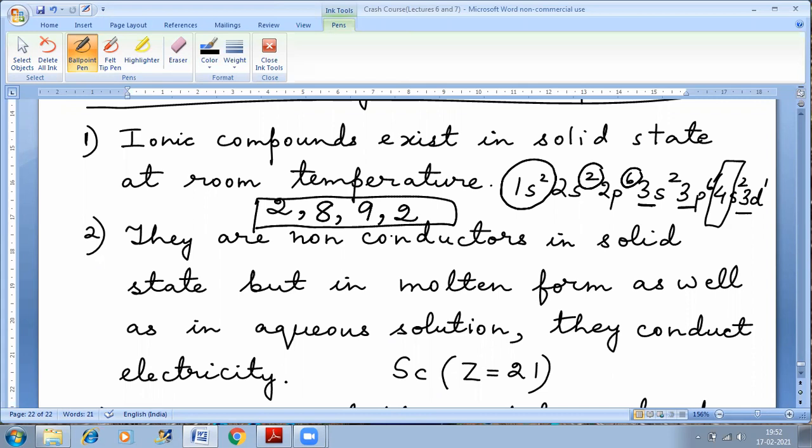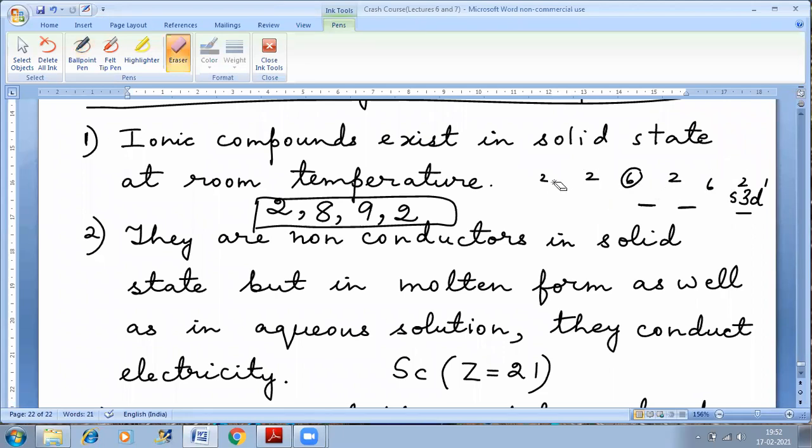Is there any way to write it in subshells? Yeah, obviously there's a particular way to write. You will have to know the maximum capacity of each subshell. That's all. The maximum capacity of the s subshell is 2. The maximum capacity of the p subshell is 6. The maximum capacity of the d subshell is 10. Okay, that is how it is.